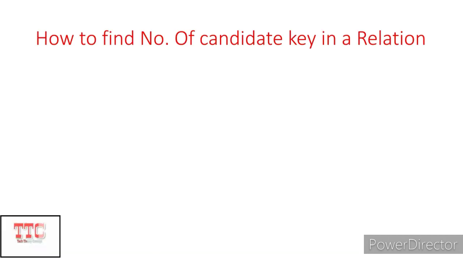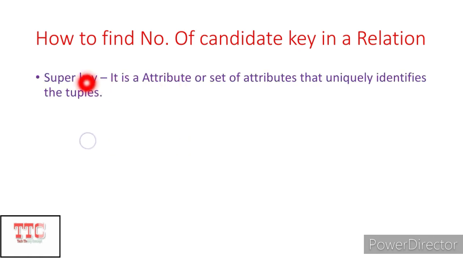So let's start. In our previous video on closure of attribute, I told you that to find any candidate key, we need to calculate the closure of attribute. Why so? Because by calculating the closure of attribute, we can find a super key in a relation. So what is a super key? A super key is an attribute, or a set of attributes, that uniquely identifies the tuple. How can we find a super key? By using closure of attribute.